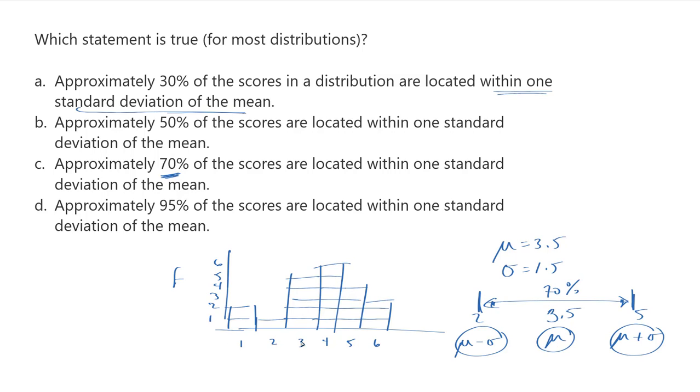On my graph here, that would look like this. If this is 3.5 here, then to go up to 5 would take me to about there, and down to 2 would take me to about there. And so that's like saying that within that range, this is about 70% of the scores that I'm shading in here. So the majority, a little more than 2/3 of the scores, sit within that range.